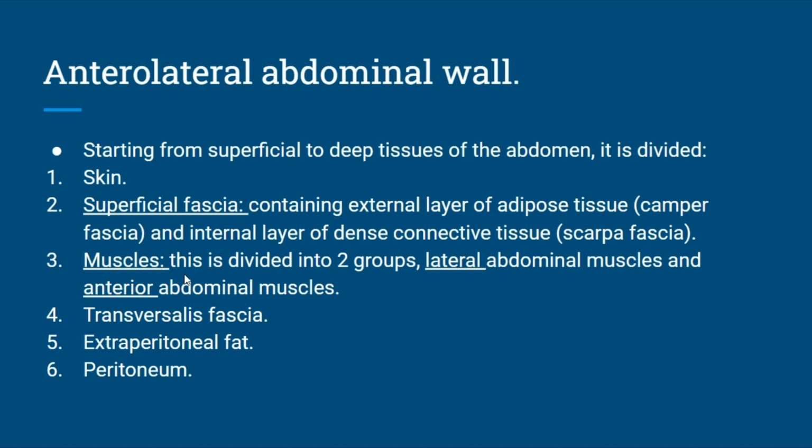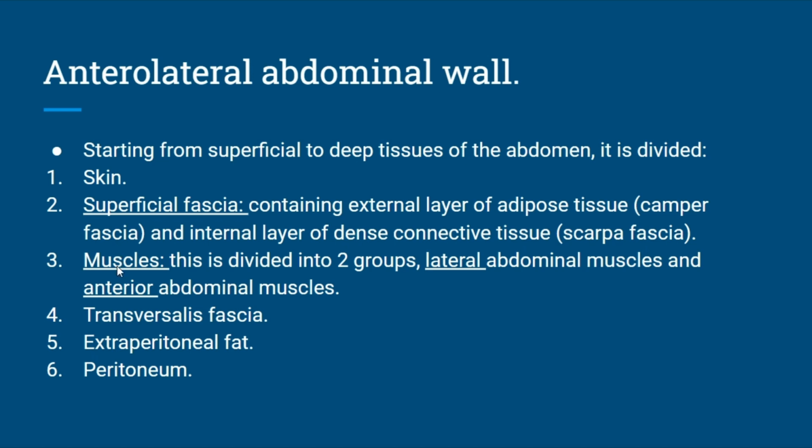So let's start with all the layers that are present here. Starting from the superficial to deep tissues of the abdomen, going from anterior to posterior, the very first layer is the skin. Then we have the superficial fascia, that contains the external layer of the adipose tissue, also called the Camper fascia, and the internal layer of the dense connective tissue, which is called the Scarpa fascia.